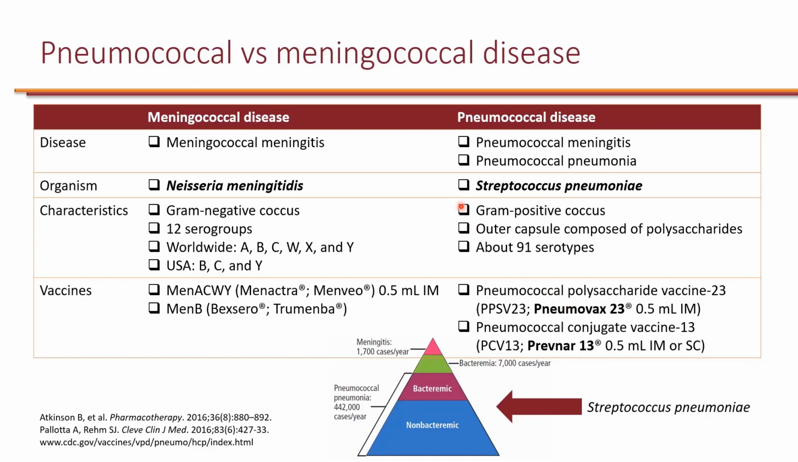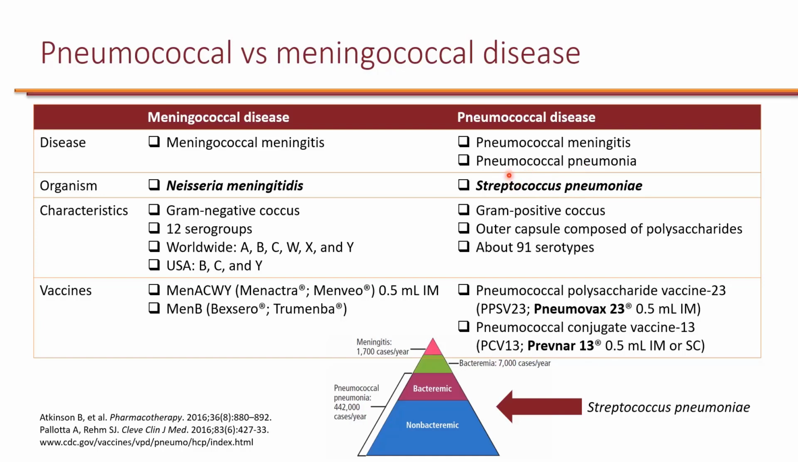Now it's important to distinguish between these two because there is some misconception out there. When we talk about meningococcal disease, people may refer to this as meningitis vaccine. So it is true that by taking meningococcal vaccine, you will basically prevent meningitis due to Neisseria meningitidis. And people may refer to pneumococcal vaccine as pneumonia vaccine. This is where the misconception comes in because Streptococcus pneumoniae can cause pneumonia, but it can also cause meningitis.